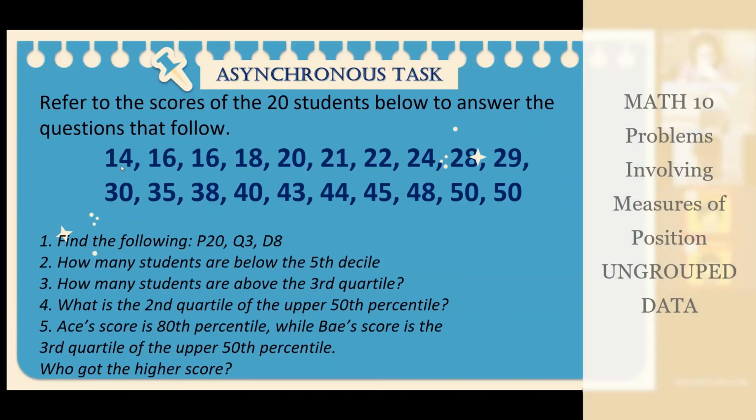20 students from 14 to 50. So it's arranged already. No need for you to arrange it because it's from least to greatest, right? So that's the first thing that you have to do. In case it's not arranged from least to greatest, you have to arrange first before you begin solving.